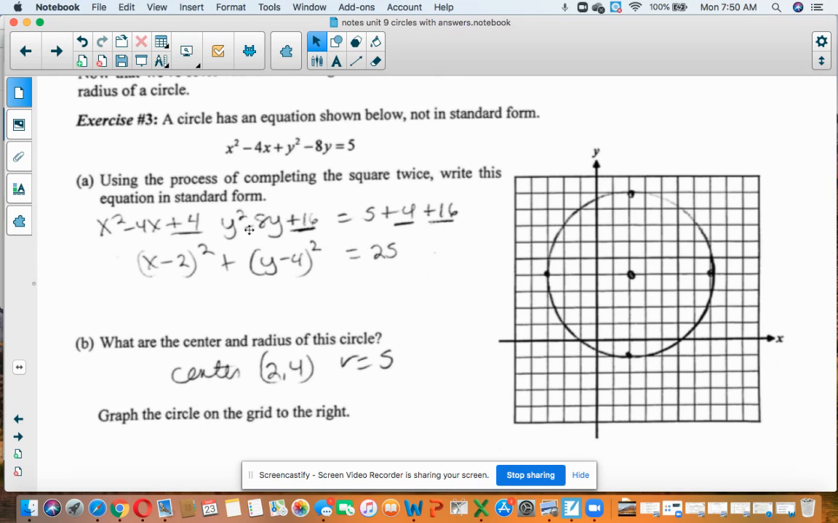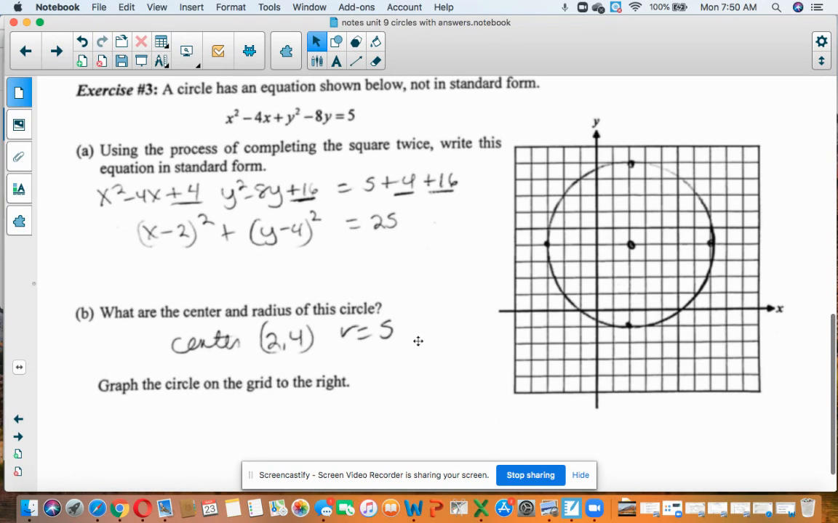And then I do the same exact thing for the y's. Half of negative 8 is negative 4. Negative 4 squared is positive 16. Whatever I add on to the left, I add on to the right. This is now a trinomial that I can factor so that it is (y minus 4) squared. And now you can see that I'm in my standard form. I can see that the center of the circle is positive 2, positive 4. This number on the right is the radius squared, so my radius is 5.